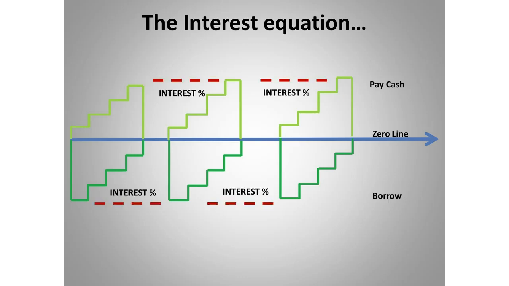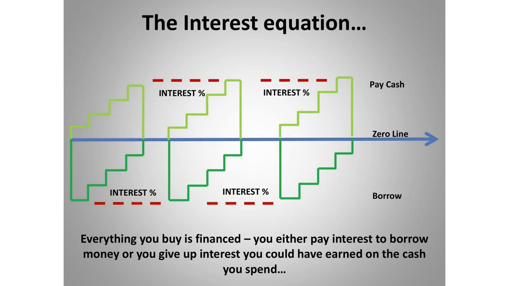And of course, we all know that to borrow money for the privilege of paying back that money over some time, we'll pay an interest rate to the lender. But what most people don't think about is that when we pay cash, we're also paying interest in a way, and that's because everything you buy is financed. You're either paying interest to borrow money or you're giving up interest you could have earned on the cash you spend. So the real conundrum is, how can we buy things that we need or want in our lives without giving up the future value, which is the compound interest on our savings dollars?